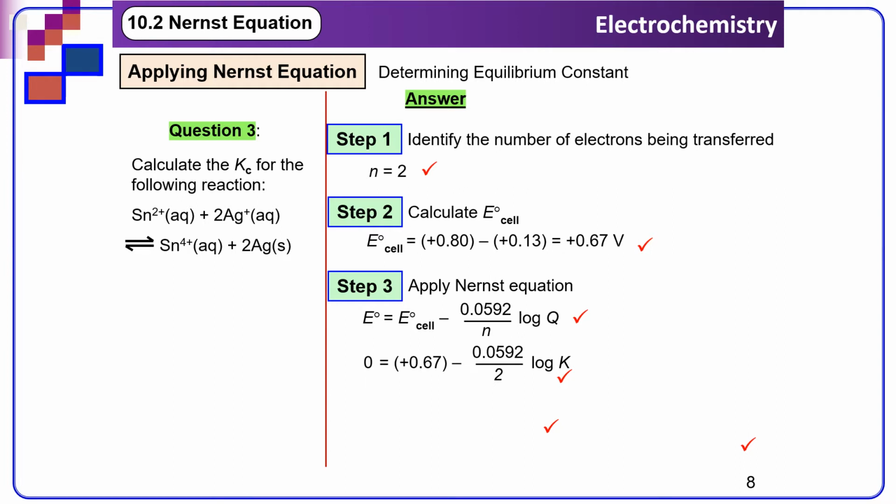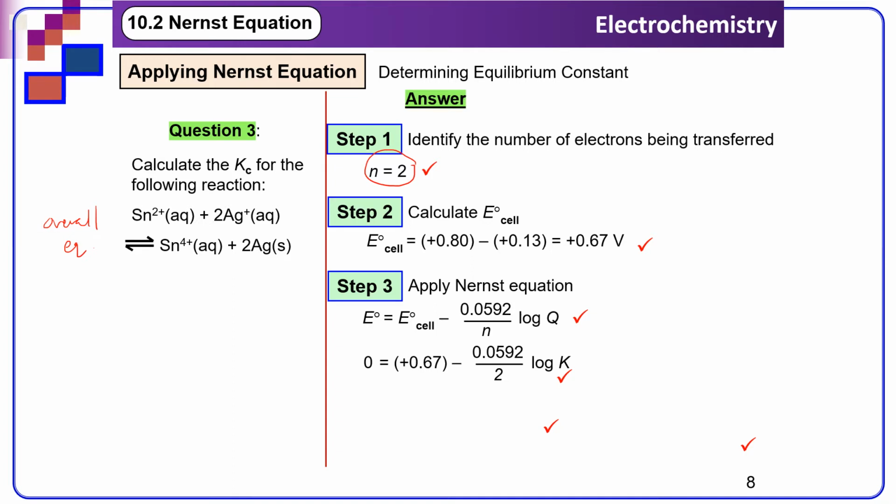Question 3. Calculate Kc for the following reaction. Okay, kalau kita lihat daripada tadi, kita ada pelbagai jenis soalan. Okay, ni soalan ni berkenaan dengan Kc pula. Okay, so first, identify the number of electron being transferred. Sebab apa kita terus buat number? Sebab di sini dia dah tolong kita buat overall equation. Jadi dengan mudahnya kita dapat identify the number of electron being transferred.